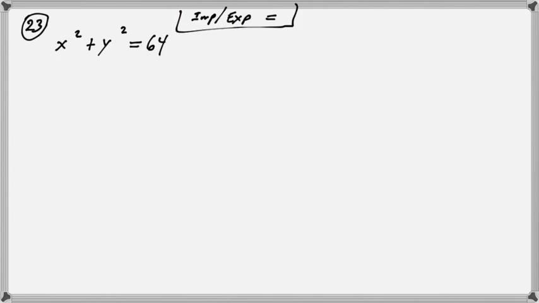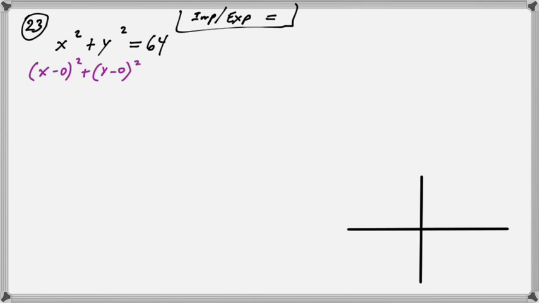I think 23 is the next biggest. They want us to do it implicitly and explicitly to show that they're the same. And I think I might even graph this, because I think it's a good idea for you guys to know graphs. So I recognize this right away. I would hope you would too. X minus 0 squared plus y minus 0 squared equals 8 squared. (x minus h) squared plus (y minus k) squared equals r squared. This tells me that this is a circle centered at the origin, (0, 0), with a radius of 8.